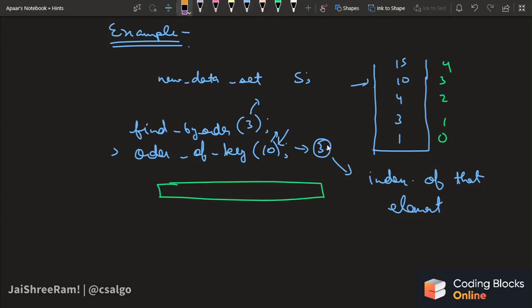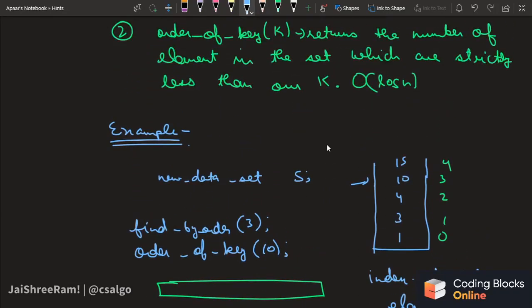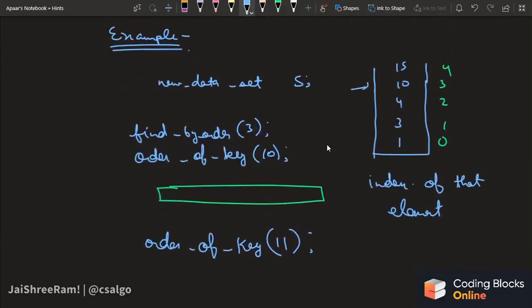Now there is another question: if the value is not in the set, then what will it return? Let's say I'm trying to find order of key 11. Strictly going with our definition, it returns the number of elements in the set which are strictly less than k. So it will return me 4, because we have 4 elements that are smaller than 11.